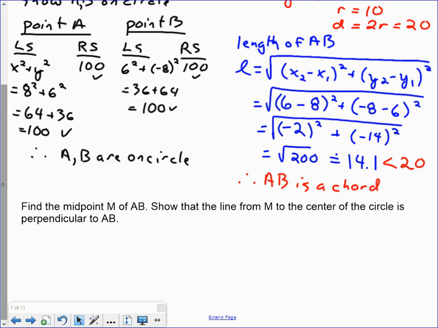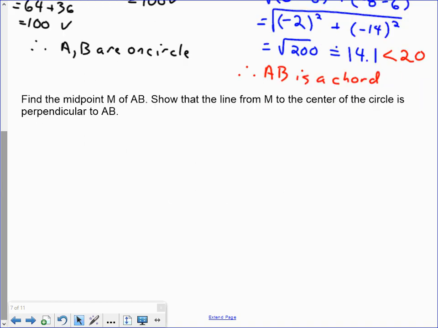A second question here, working with the same situation: find the midpoint M of the line AB. Show that the line from M to the center of the circle is perpendicular to AB. So we've got 2 steps here. First step is we have to find the midpoint. Find point M. So to do that, we're going to use our midpoint formula.